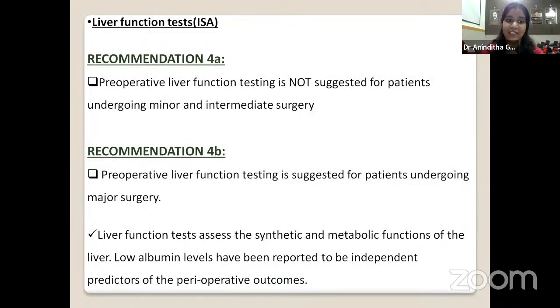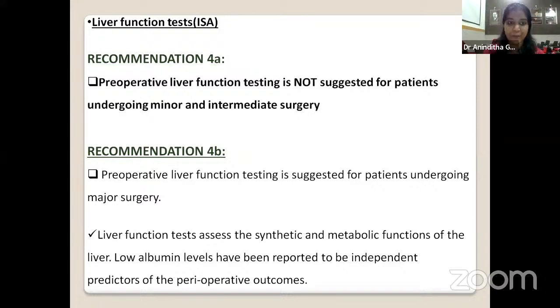Liver function test: recommendation 4A says that preoperative LFT is not suggested for patients undergoing minor and intermediate surgeries. And recommendation 4B says that it is suggested for patients undergoing major surgeries. Liver function tests assess the synthetic and metabolic functions of the liver, and low albumin levels have also been shown to be independent predictors of outcomes.